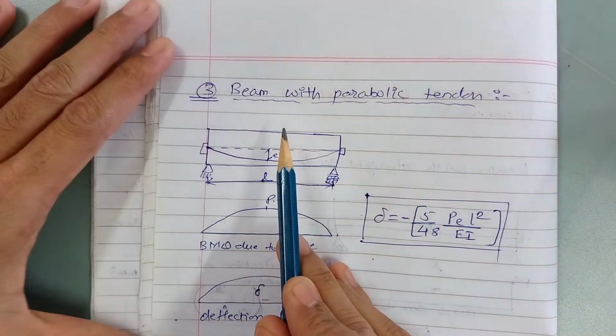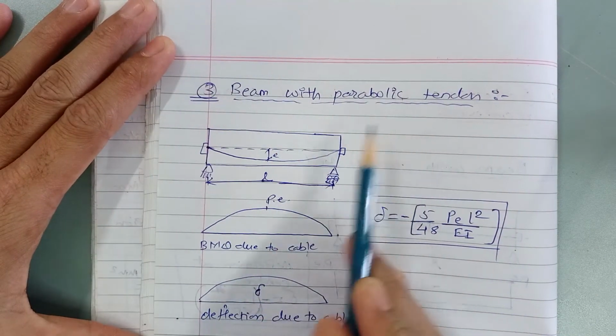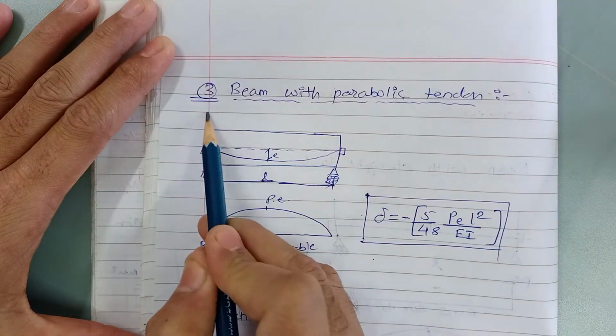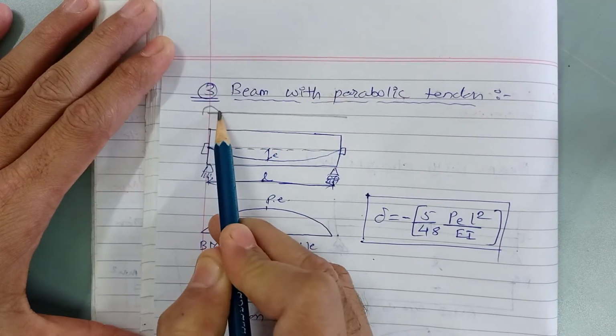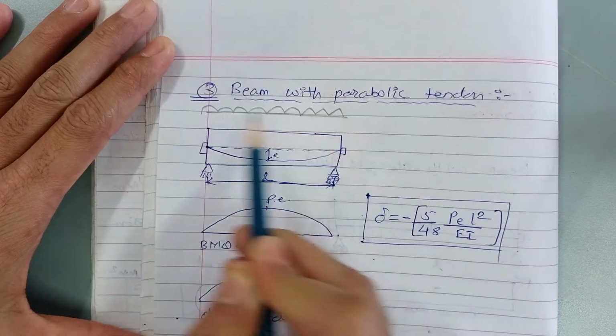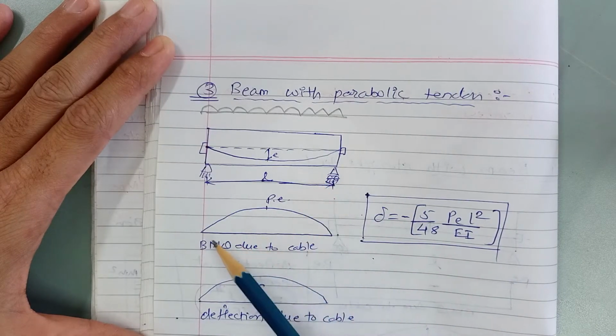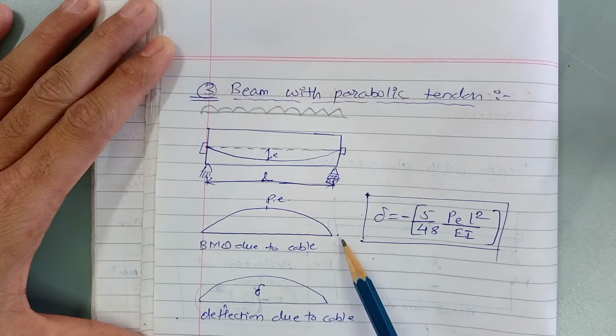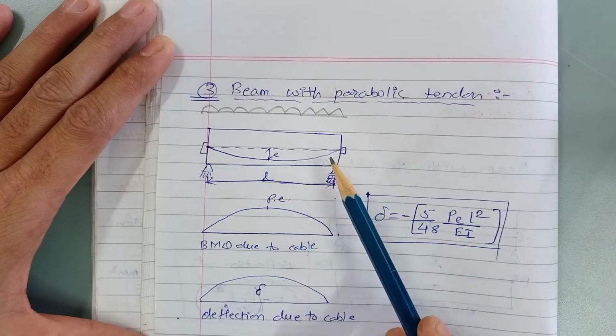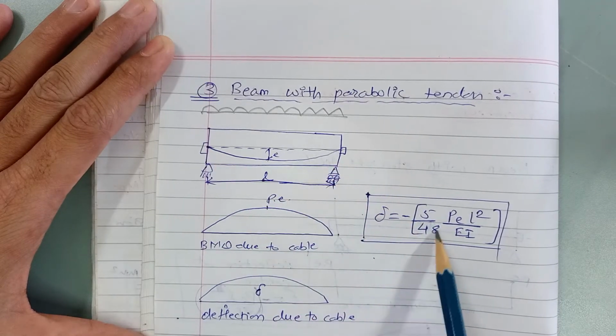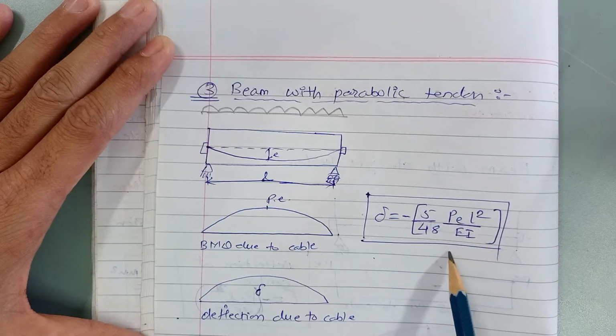Third, if the beam is provided with a parabolic tendon. Now when will be the parabolic tendon? When UDL is acting on the member, then due to UDL, the BMD will be a parabolic curve, hence the cable profile will be parabolic in nature. Therefore the deflection formula for that will be minus 5 by 48 P into e L square divided by EI.